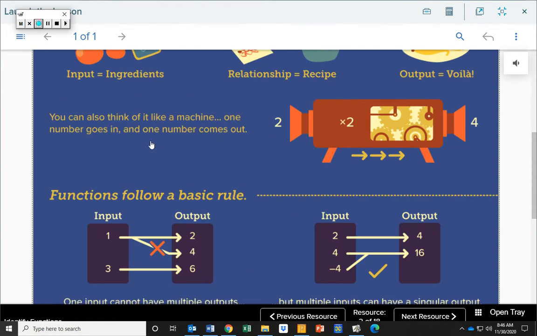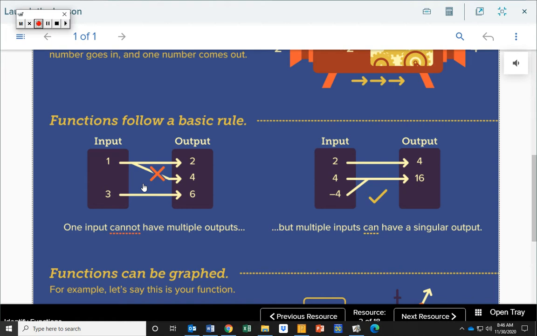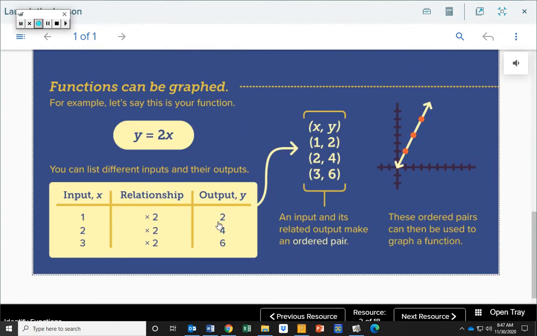Now here's the deal. If I put a 3 in, remember my function rule? What was my rule? X plus 2, right? If I put a 3 in, the only thing that's going to come out is a 5, right? No matter what, if I put a 3 in, I'm not going to have two different answers, am I? Does that make sense? So if I have something like that, that is not a function. For example, if I put a 1 in and my output was a 2, it's only going to be a 2 if it's truly a function. One input cannot have multiple outputs. Does that make sense? And we'll go over how we graph functions eventually.